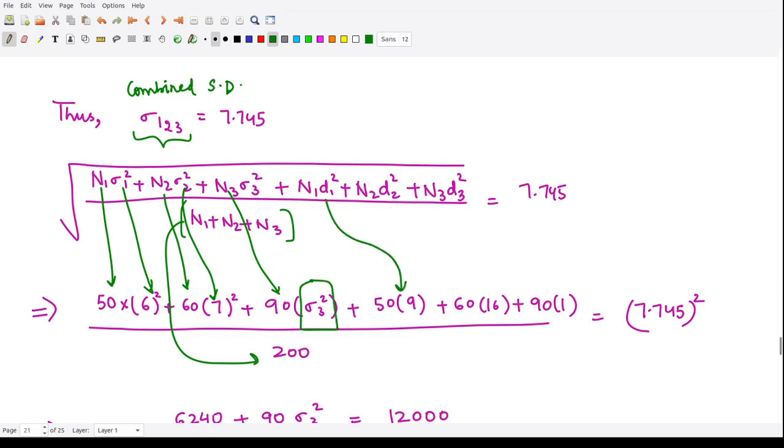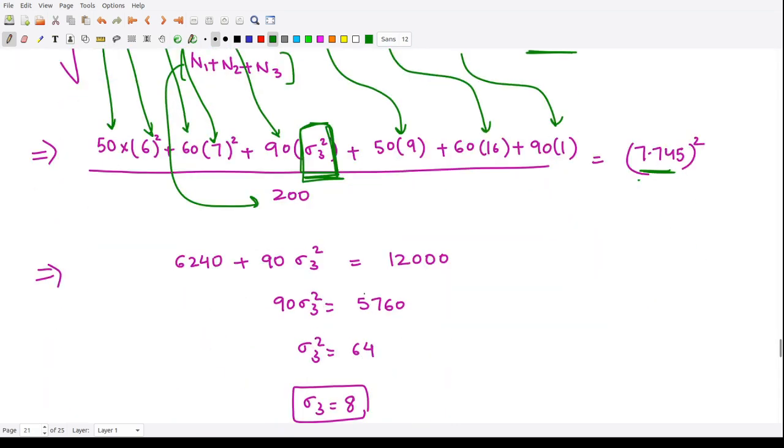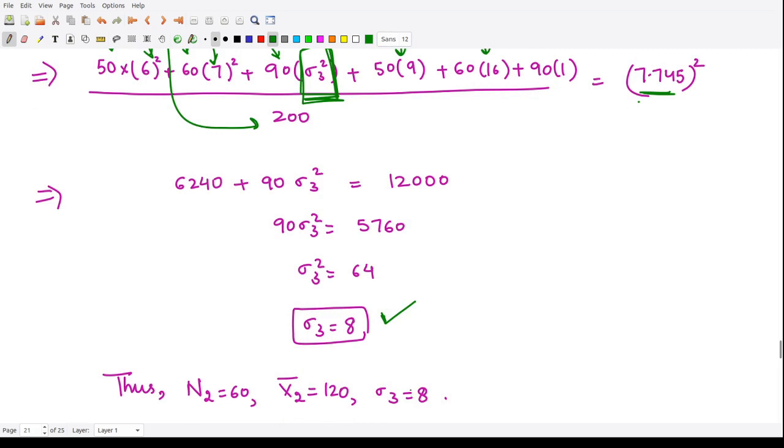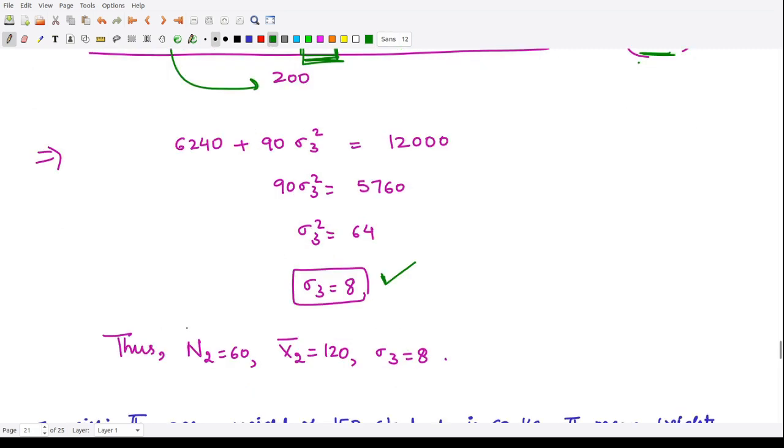d1 square we just calculated to be 9, this is 16, this is 1. And this is given to be equal to 7.745, the combined standard deviation. So now we just have to simplify this and calculate what our sigma 3 is. When you solve this and compute, the value of sigma 3 comes out to be 8 here. So we have computed all the three values.